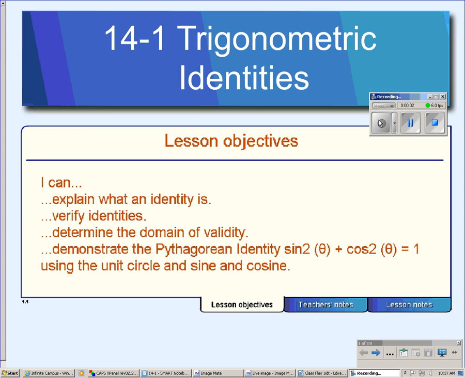This is lesson 14.1, part 3. In this lesson, we're going to demonstrate the Pythagorean identity shown here using a unit circle and sine and cosine, and then we will also verify some other identities.